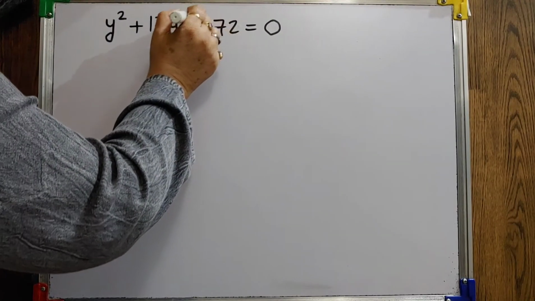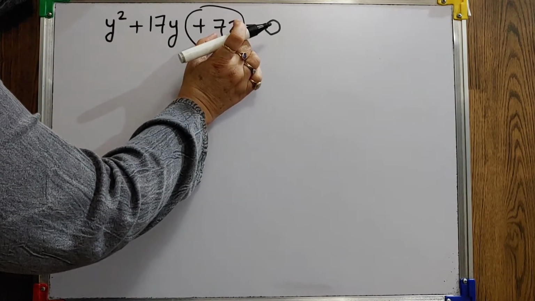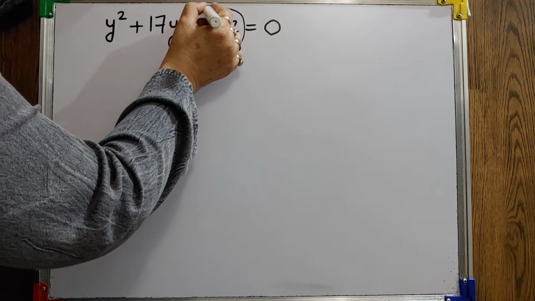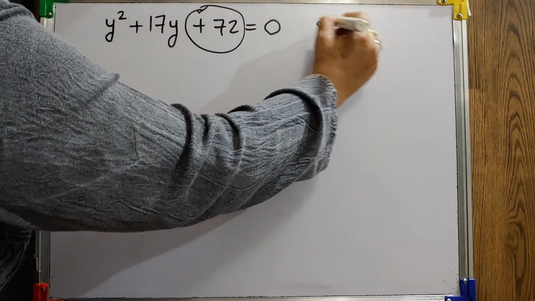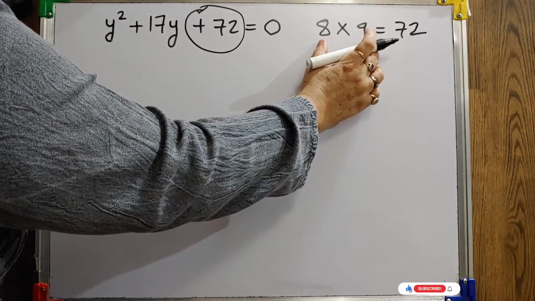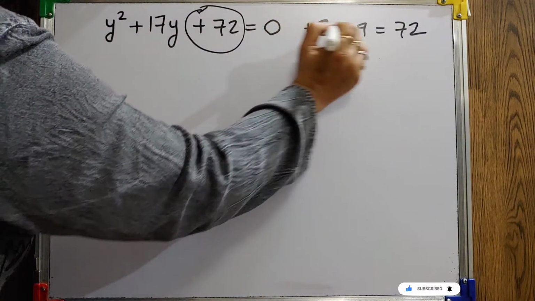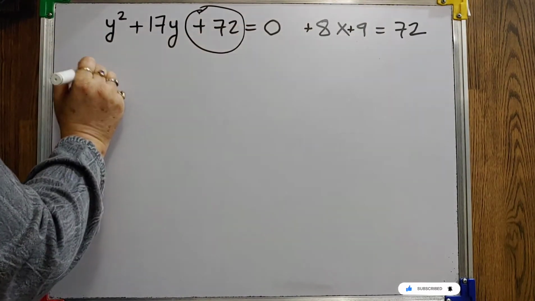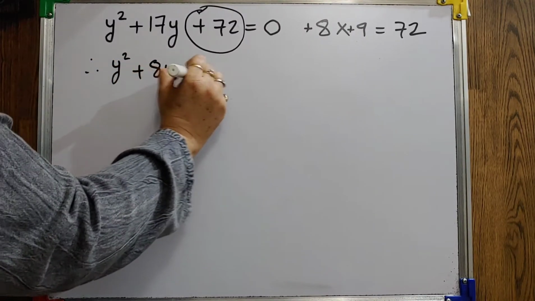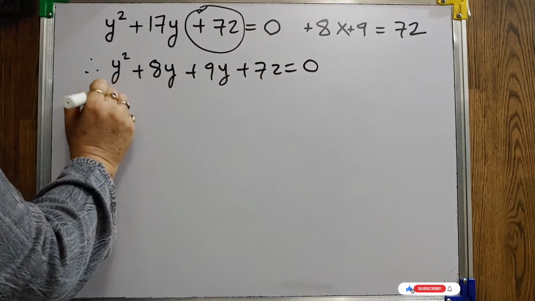See, again I have written the last sign as positive. So I require two factors in such a way that multiplication is 72 and addition is 17. So 8 9s are 72. 8 plus 9 is 17. Now this sign is positive, so both the factors will have positive sign. So y square plus 8y plus 9y plus 72 equals 0.